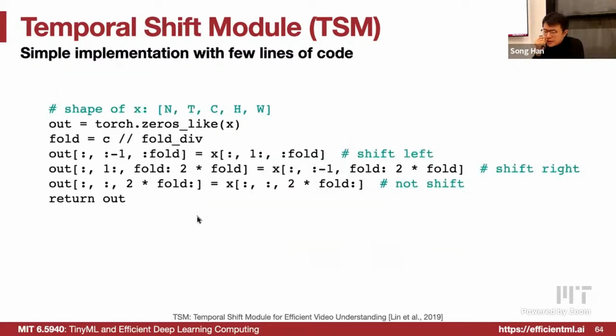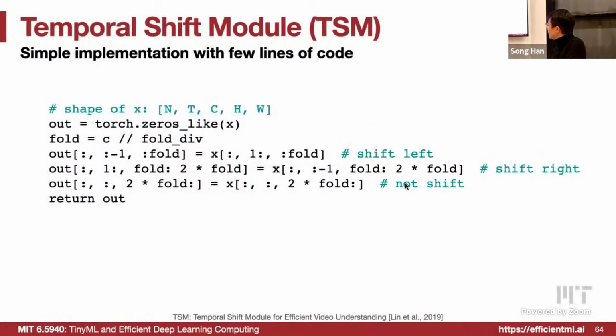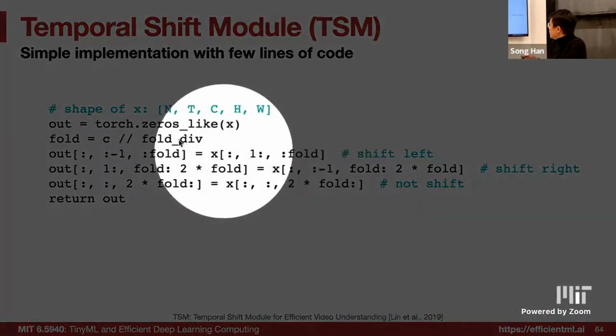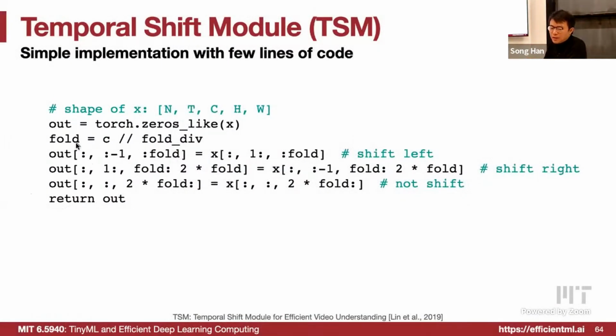And the implementation is actually quite simple, can be done in just 5 lines of code. You can shift left, shift right, and some of them don't shift. Okay, so fold is a hyperparameter depending on how many divisions you want to have. Some of them you want to shift left, some of them shift right, and the remaining you don't shift. Very simple to implement.